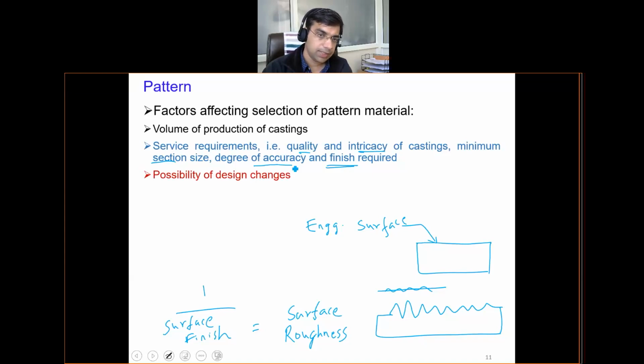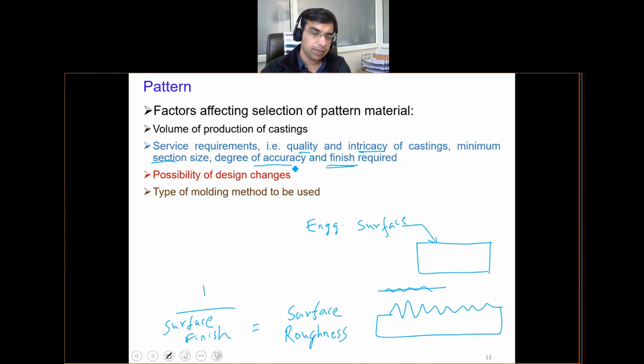Then possibility of design changes. Often there may be a situation that a product is being produced in some particular design today, and after a few weeks, the design needs to be changed. In some materials like metals, you have to entirely produce a new pattern with the new design changes. If there is a material which can easily handle the change in design, the cost of producing the pattern will come down. But if you select a material in which incorporation of design changes is very difficult, then the cost of the pattern will increase, which will subsequently increase the cost of the cast product.